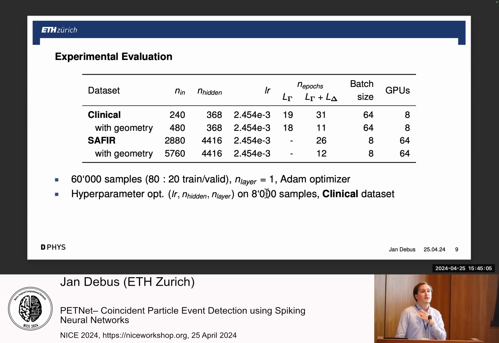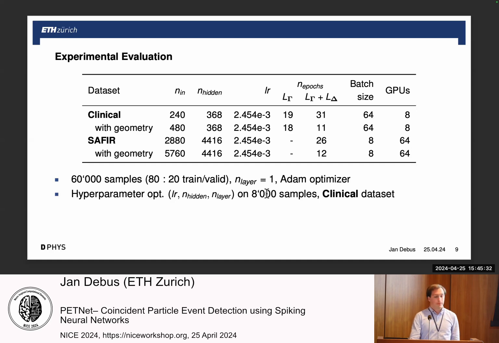And we simulated about 60,000 samples with like an 80-20 train validation split. And we trained this with the Adam optimizer using just one hidden layer. Did a bit of hyperparameter optimization up front. In this case, just with the clinical data set because it was smaller and easier to do. And then we translated those hyperparameters also to the other data set, to the Sapphire data set.